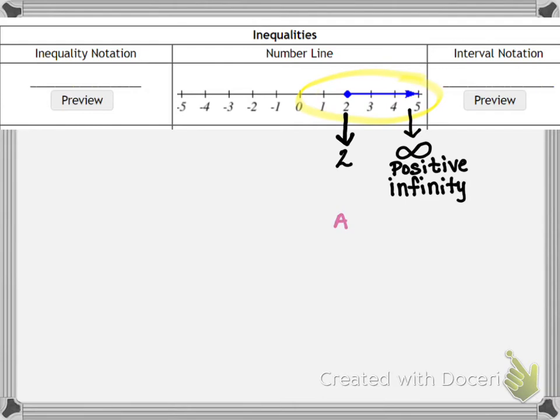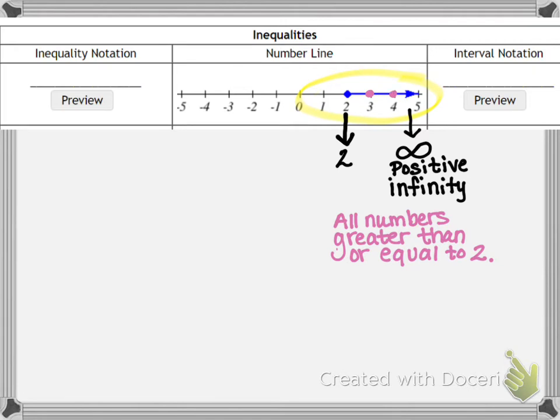Okay, so what that means is that the blue shaded part of the number line is shading over all the numbers that are greater than or equal to 2. So since we're starting at 2 and we're going all the way to the right, all the numbers that we are shading over are either equal to 2 or they are greater than 2. Now, let's just look at some examples on the number line. For instance, the number 3 falls in this category because it's greater than 2. The number 4 falls in this category because it's greater than 2.